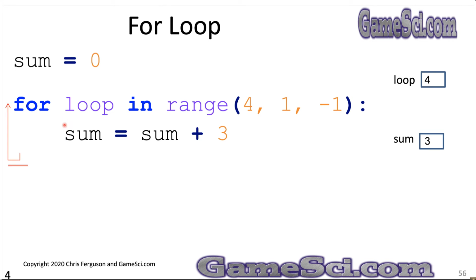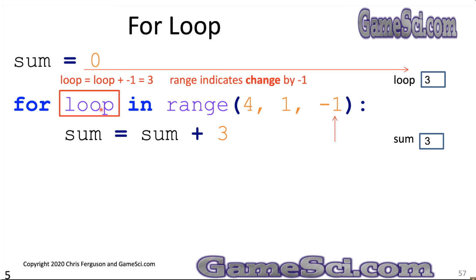At the end of the loop, when we hit code that is not indented, we will hit our invisible trampoline and jump back up to the for loop and do it again. First thing we adjust is the value in loop. Loop equals loop plus -1. What's going on there? Our answer is 3. Loop is going to change to the value 3.